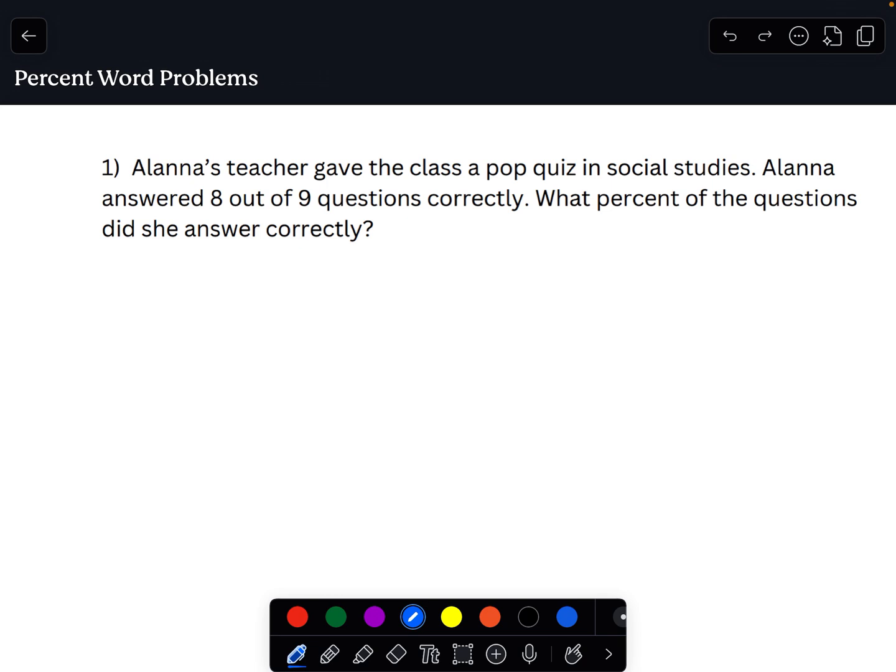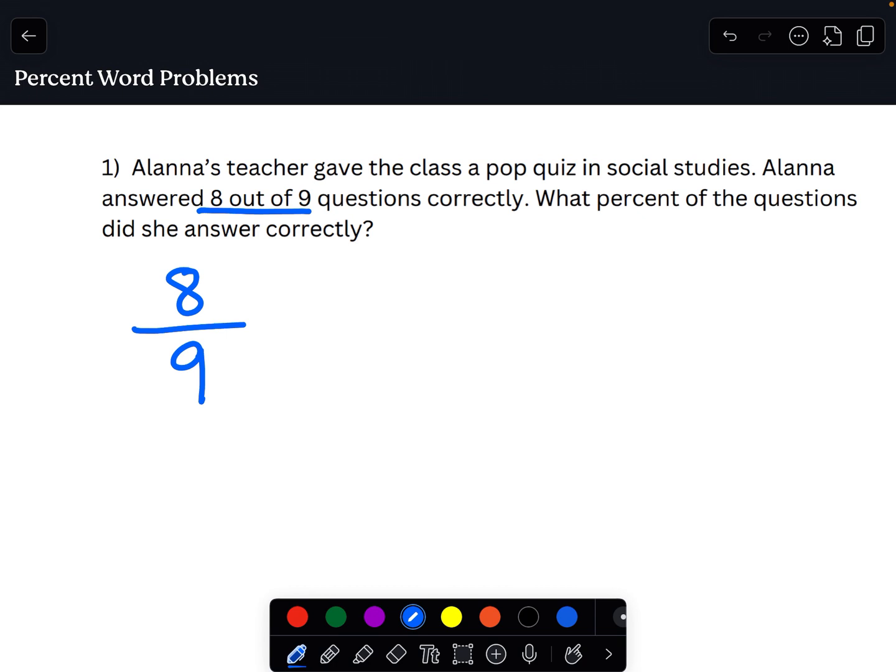So the first thing I need to do is figure out what proportion we're talking about. We are talking about 8 out of 9 questions correctly. And one way to write 8 out of 9 is as a fraction. Now, it's important to know that step because it helps us understand how to get to the next step of long division to get to the answer.